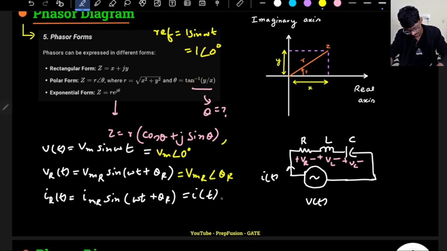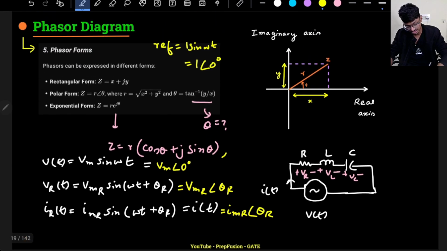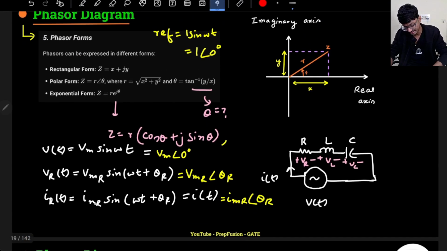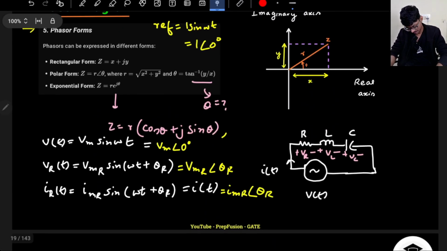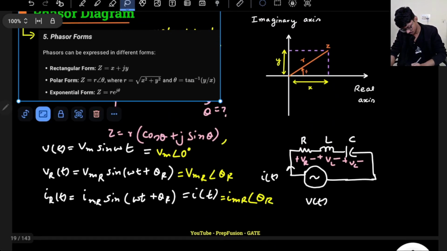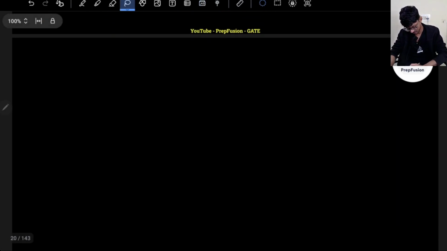So it will be Imr in phasor. This is what I am representing in phasor, angle theta r. Okay, so this is how you represent voltages and currents. Now let's understand the same for the inductor and the capacitor as well. So I'll just copy this and paste it over here.